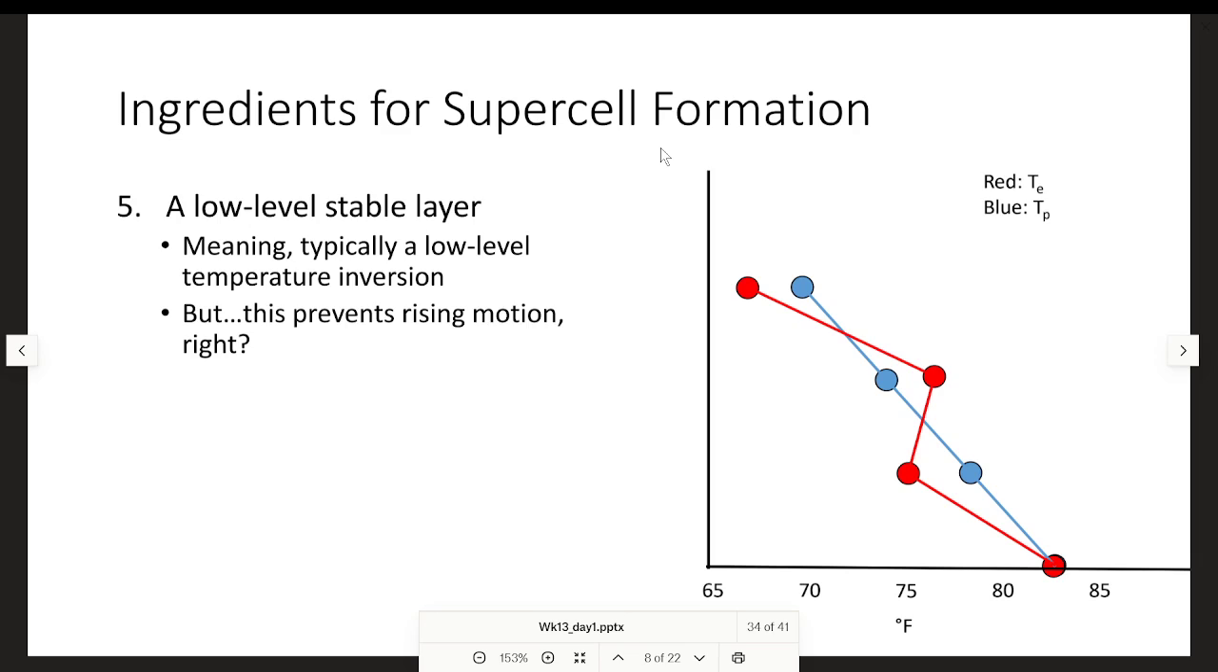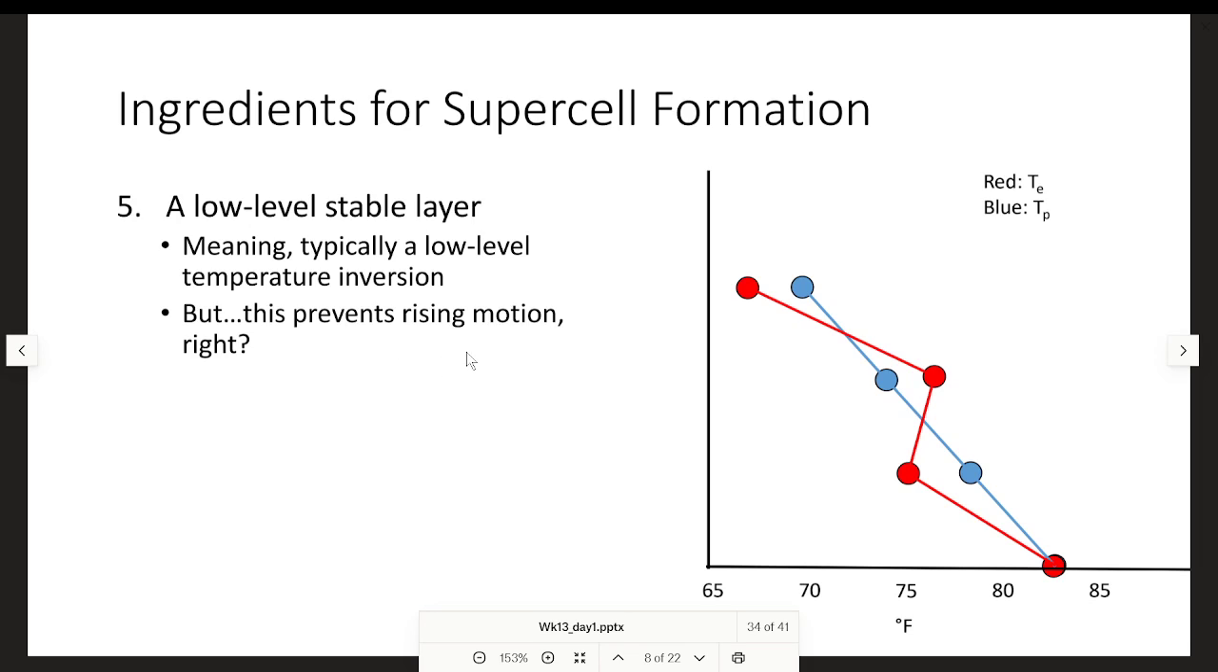So, the fifth thing you need that is different from whatever else we've talked about is a low-level stable layer. I've touched on this a little bit earlier, but now we're really going to talk about it. You can see right here, this red line is the environment, and the blue line is the parcel temperature. Closer to the surface, you get this little nose where the environment is warmer than the parcel, and so it prevents the parcel from rising for a while.